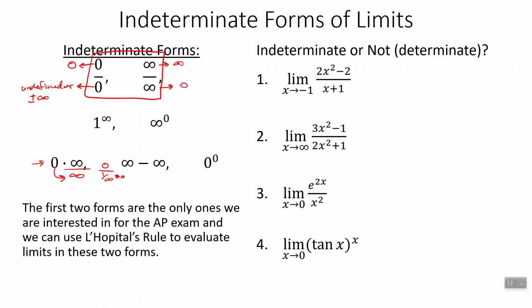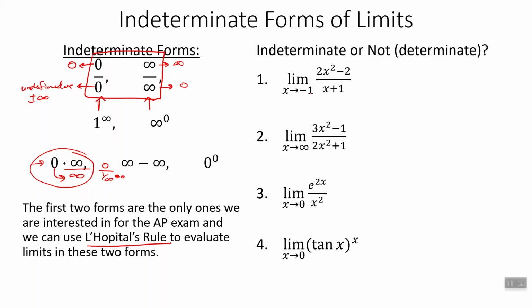So something like this is, I guess, sort of fair game. But really, these are the two that we want. 0 over 0, infinity over infinity. And then we're going to use something called L'Hopital's rule, which I'll show you on the next slide. But first up, are these guys indeterminate or not?